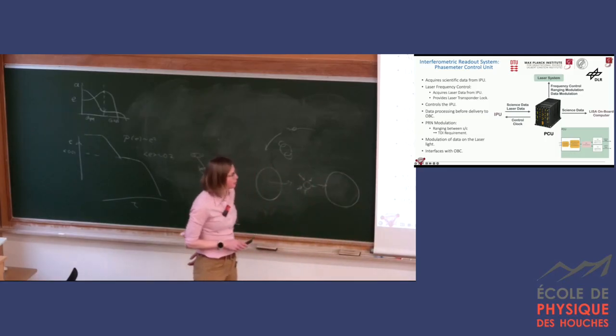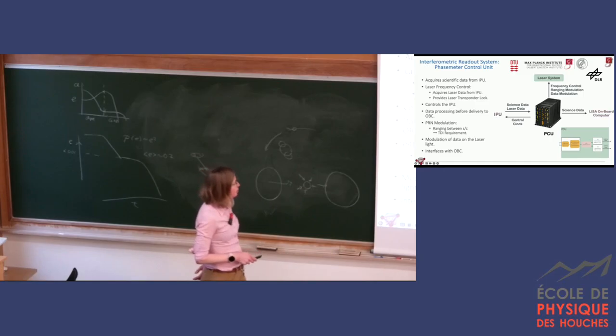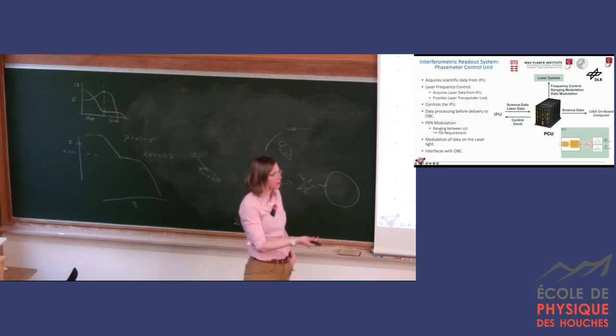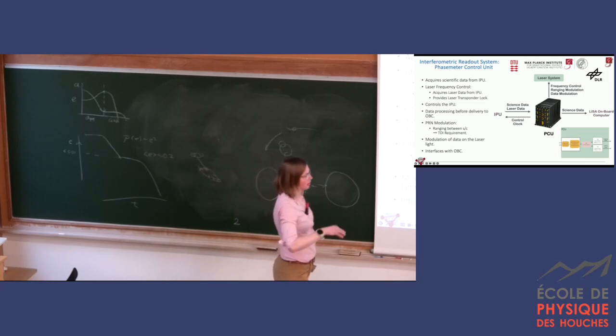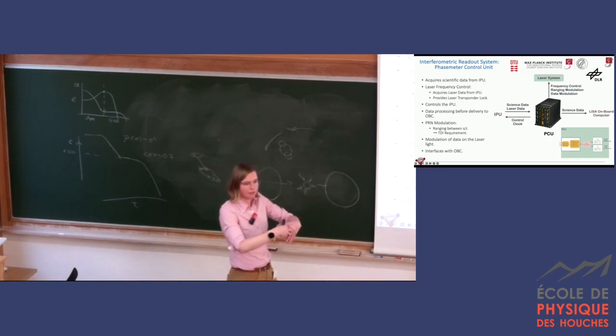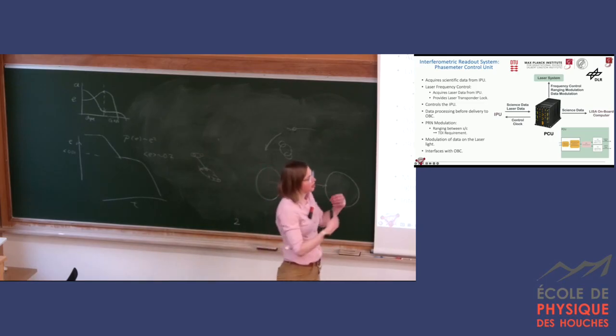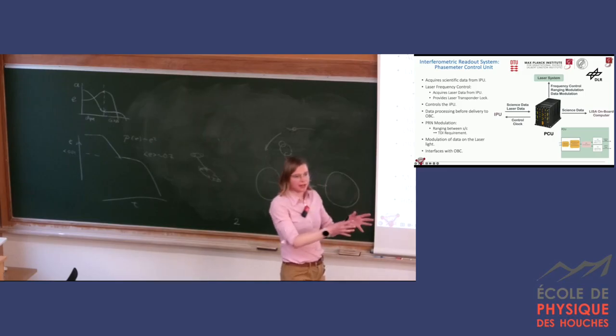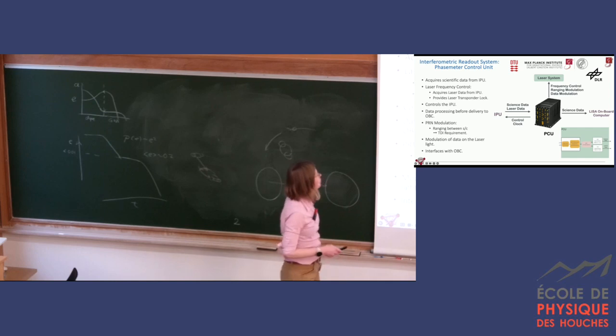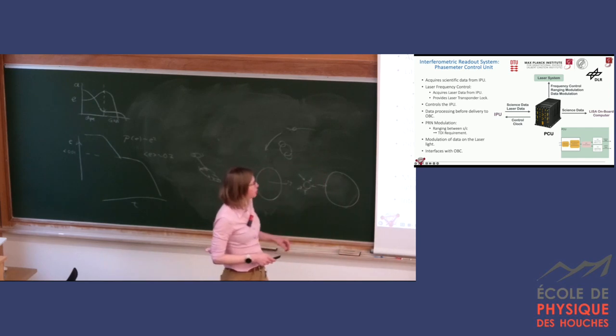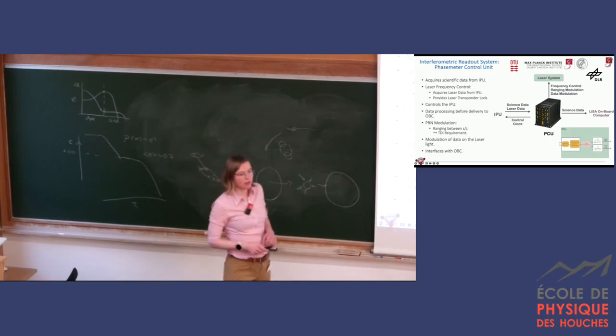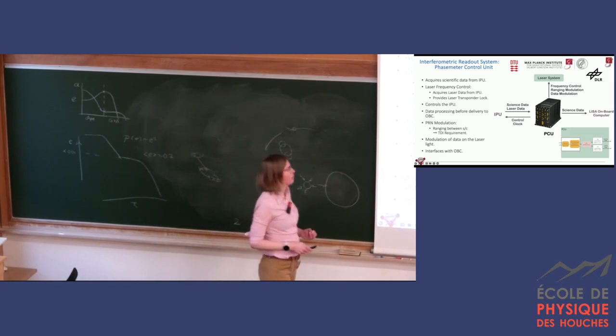Now the second unit, the phase meter control unit. It acquires scientific data from the interferometric processing unit. It applies corrections, combines our QPRs, because we have 4 in science, for example. So we have to combine them into one signal, and we send it to the onboard computer to be packaged nicely and sent to ground for post-processing. It also provides the transponder log, which is a very key function of the constellation.